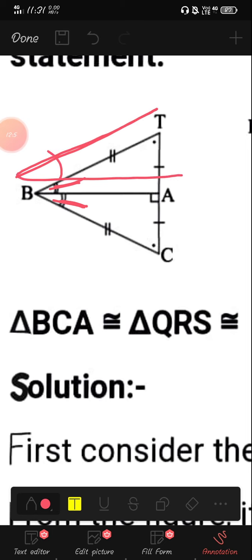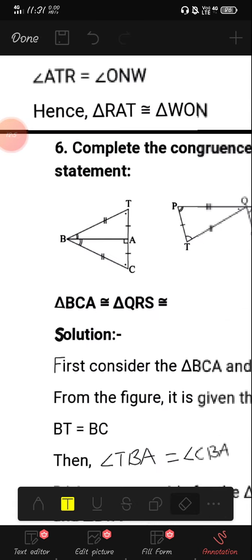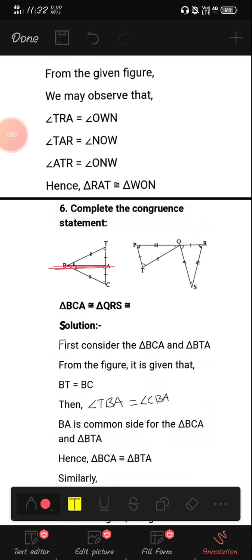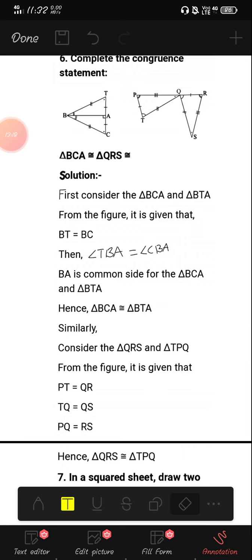In triangle TBA this is angle B, and in triangle CBA this is angle B, and both the angles are the same, from the figure we can see that. And next is BA, line BA is common in both the triangles, so it means triangle BCA is congruent to triangle BTA, so it is proved.